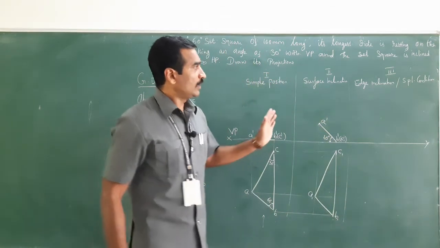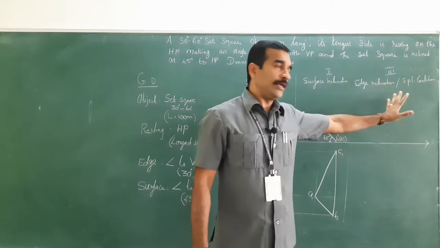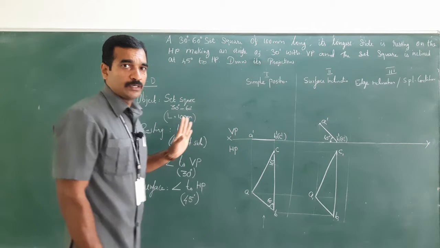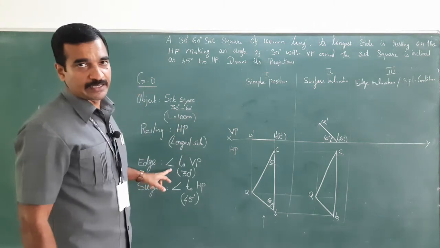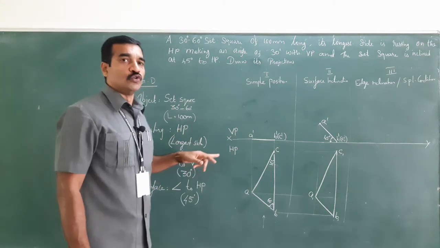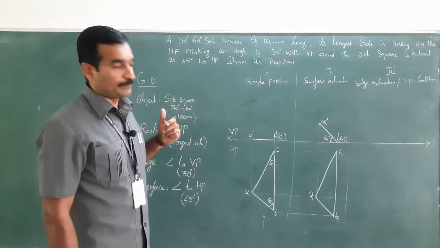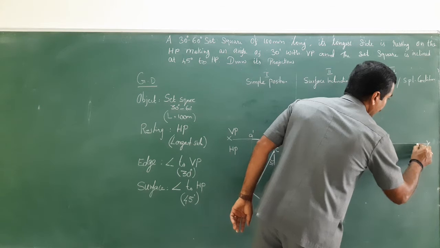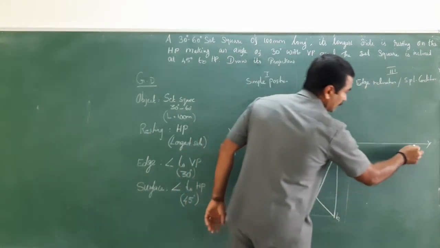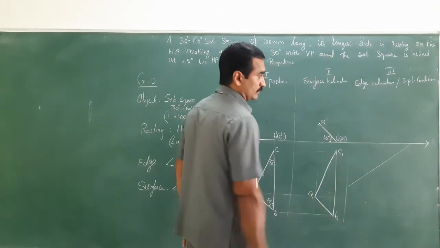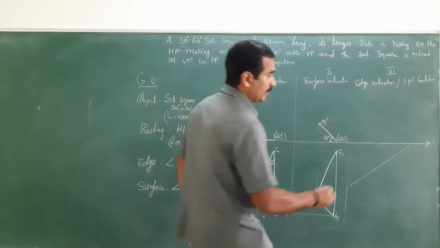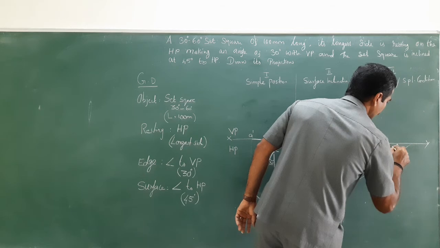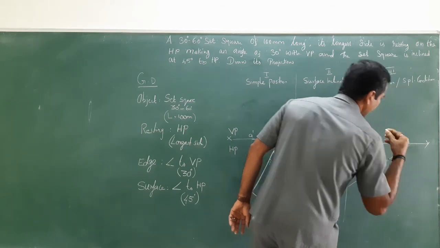Fine. Now let's move to stage 3. It belongs to edge inclination or special condition. Here check, edge inclination is already there, right? Which is inclined to VP at an angle of 30 degree. So keep your protractor in this manner and take 30 degree inclination, right? This could be 30 degree.